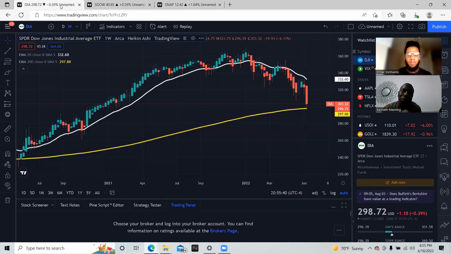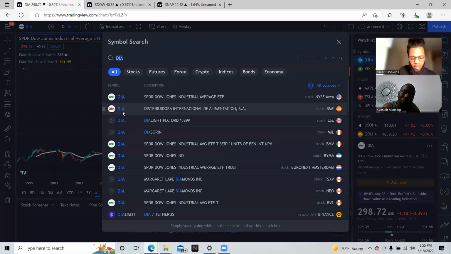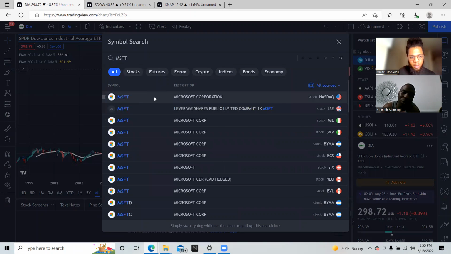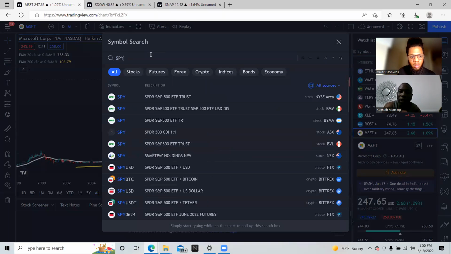So what I would do on downtrends like this and recessions is go to the ALL chart, so you can see the whole picture. Now we're looking at the whole thing. So let's go to the SPY. Yeah, that's the US market right there, the top 500 companies in the US.